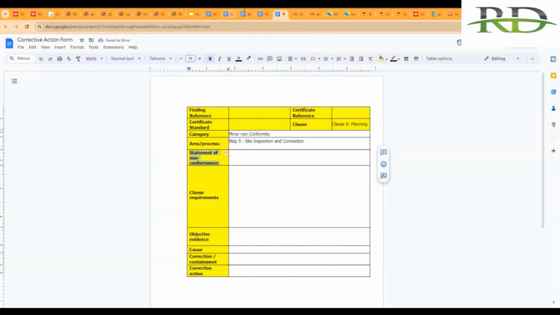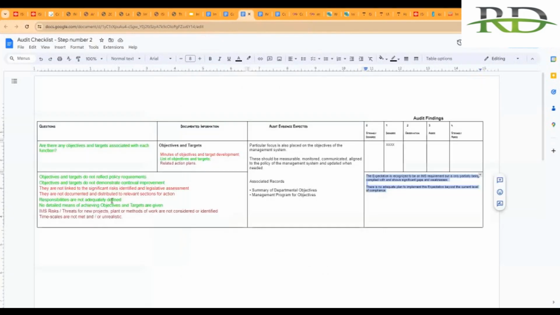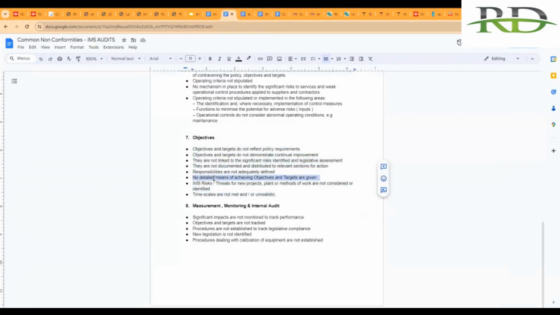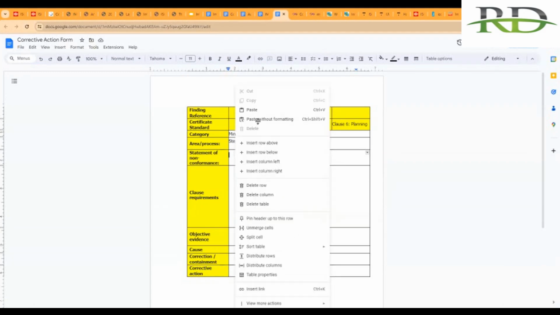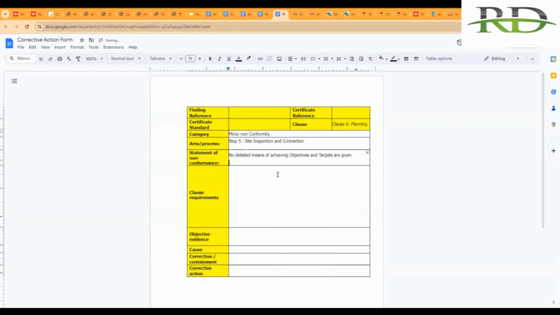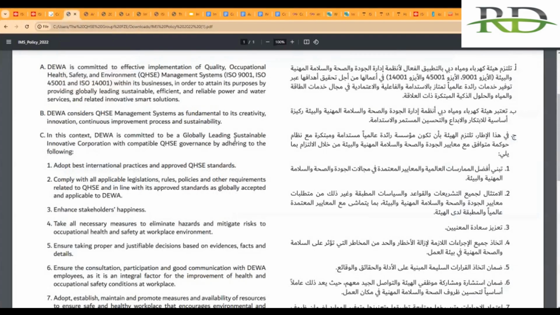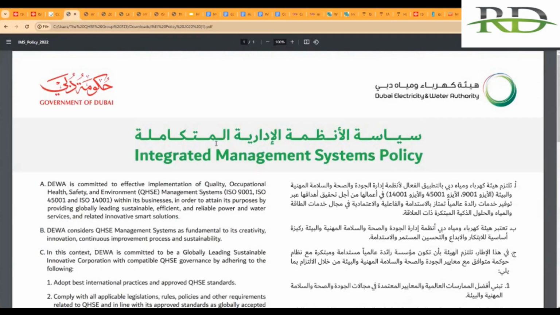The statement of non-conformance, ladies and gentlemen, should always be drawn from the red flags right here. So for the statement of non-conformity, let's say here, there is no detailed means of achieving objectives. This is a common red flag that I usually see, that there is no detailed means of achieving objectives, like, for example, these are the objectives. I'm not saying this is for this organization. I'm just saying it in general.